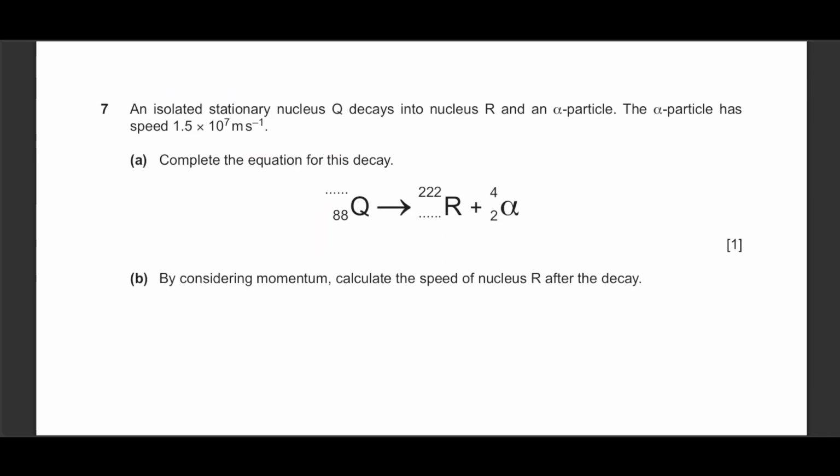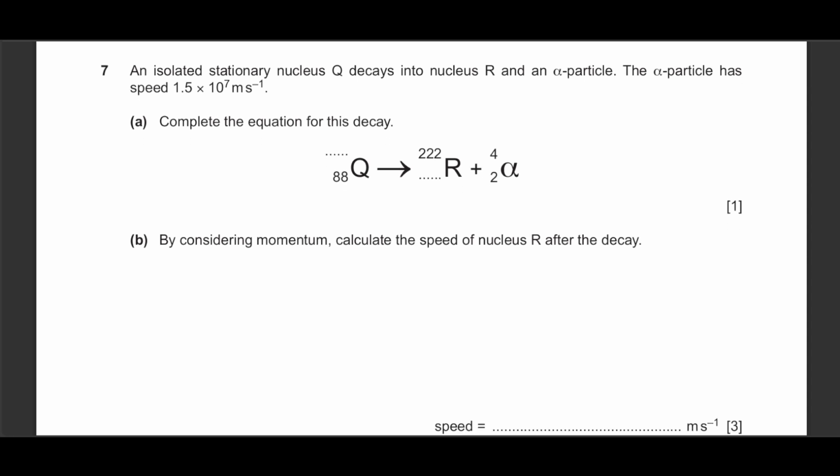Question number 7, a very simple decay equation. So this will be 222 plus 4, this will be 226. And what should be subtracted from 88? 2 should be subtracted, so this should be 86.